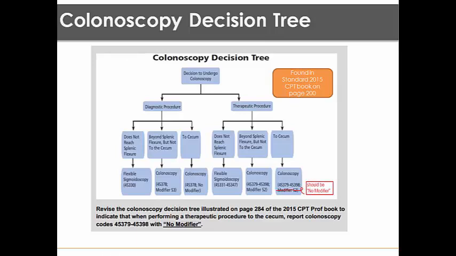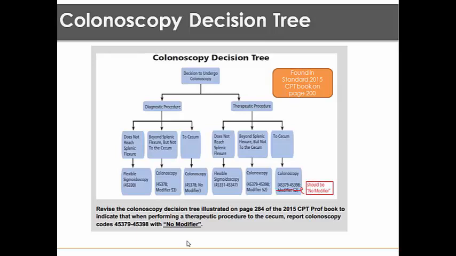So, again, coding for colonoscopies can be challenging. In order for a colonoscopy to be a full colonoscopy, the surgeon must reach the cecum. Otherwise, it is coded to the extent of the procedure, but if that surgeon gets beyond the splenic flexure, but does not make it to the cecum, then the coder is going to be in this middle section.